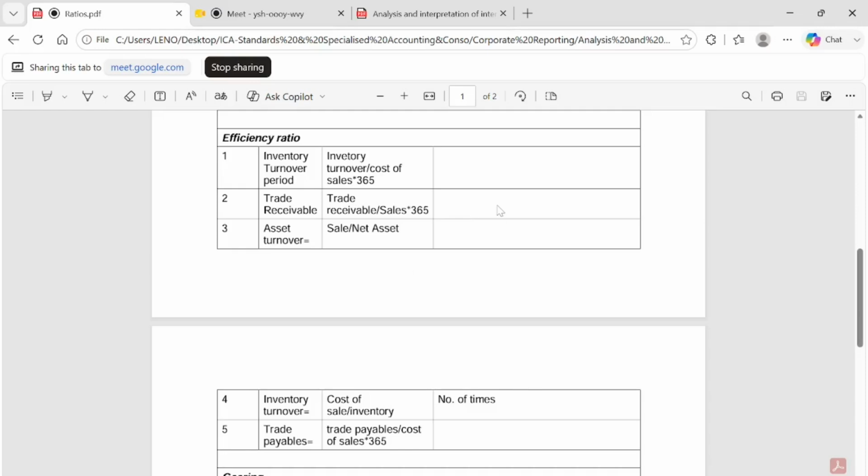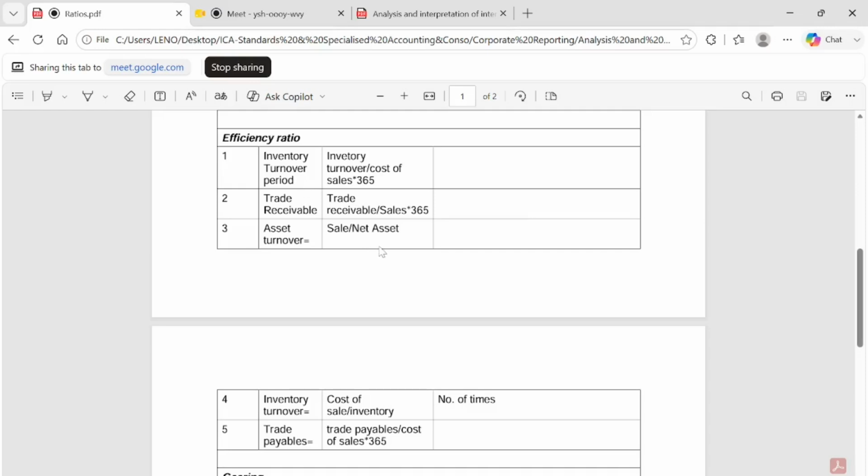Trade receivables is also part of the efficiency ratio. They want to know the number of days the company can use to collect its debt. So how many days can the company use to collect its debt, right? So that is trade receivables. The earlier, the better for the company. When you are coming to do the analysis, that's where you can state what ought to be. So that is it about trade receivable.